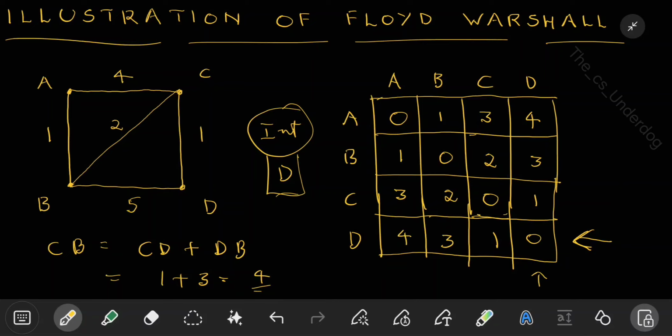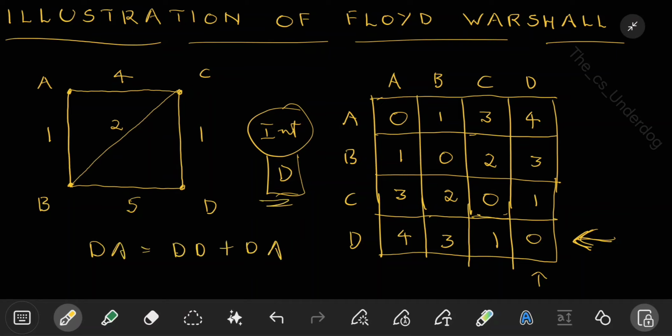We'll go to the last row, which is D only. I'm not considering the last row because you take anything starting with D, DA, DB, something. If you take D as intermediate, it will be DD plus DA. DD, you know, is anyway 0. So there is no point in doing this computation. So we are done here.